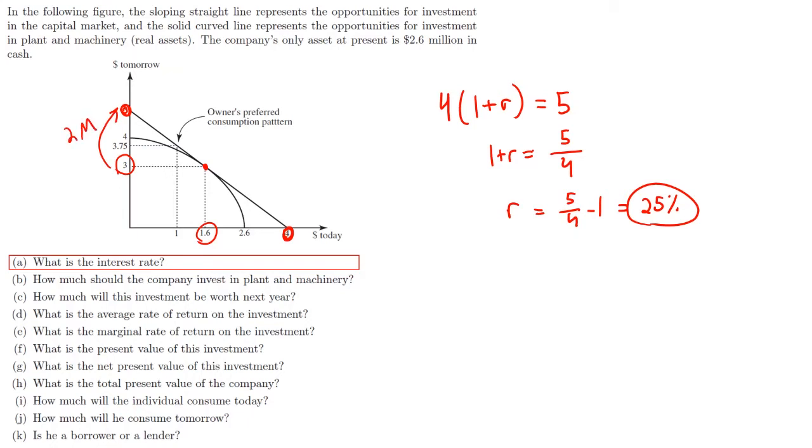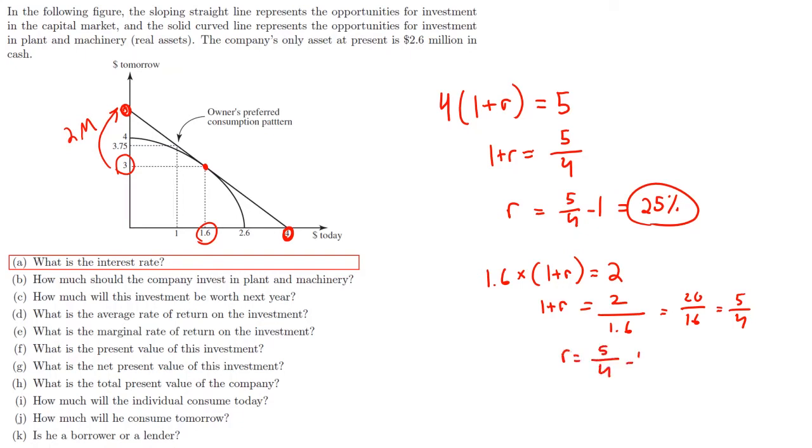So we know that if you take 1.6 times 1 plus R, that should give us 2. 1 plus R equals 2 divided by 1.6, which is 20 over 16, divided by 4, which is 5 over 4, and we're back to the same place. R equals 5 divided by 4 minus 1 equals 25%. So a couple ways of looking at the same question.